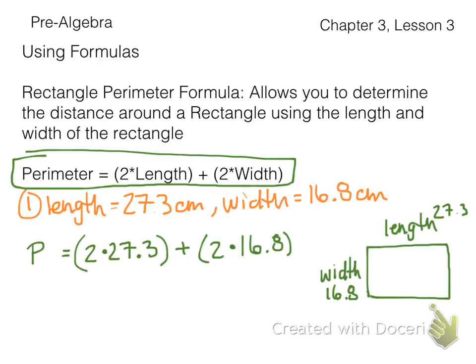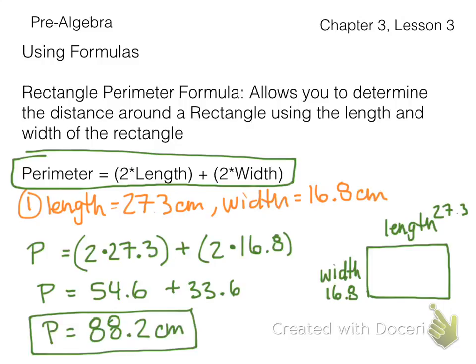Solve in parentheses, basically order of operations first. So I'm going to have 54.6, which is 2 times 27.3, and then 2 times 16.8 is 33.6. Add them together and we get the perimeter of the entire rectangle, which is 88.2 centimeters.